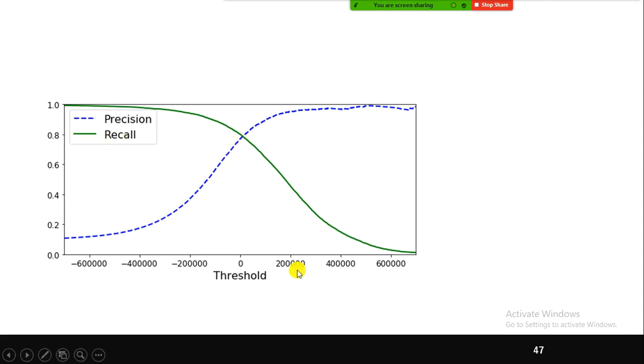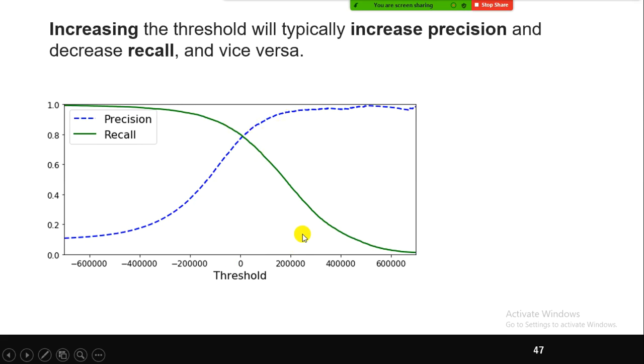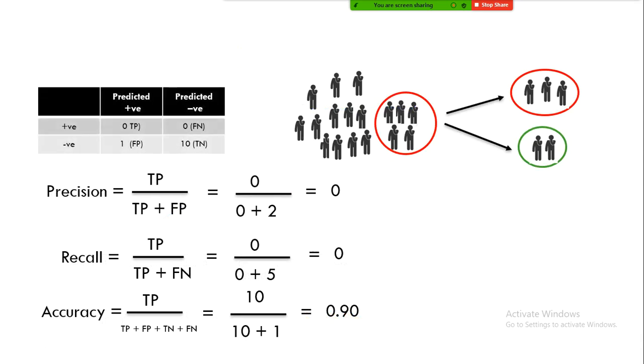But if I increase the threshold value to 200,000, this is my precision, right? My precision increases to somewhat closer to 0.95. When the threshold increases, the precision increases, whereas the recall falls down. Right? So that is what you need to understand. Increasing or decreasing the threshold is similar to shifting the decision boundary. Right? Instead of zero, you can increase the threshold here. It is something like shifting the decision boundary. So increasing the threshold will typically increase the precision, whereas it decreases the recall, and vice versa. That is what you should be aware of.